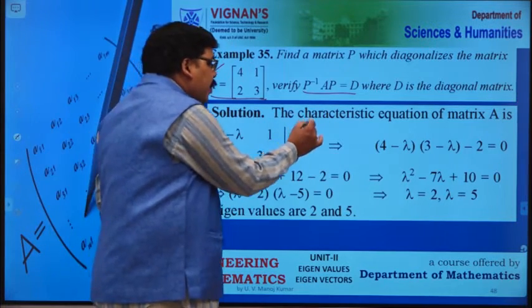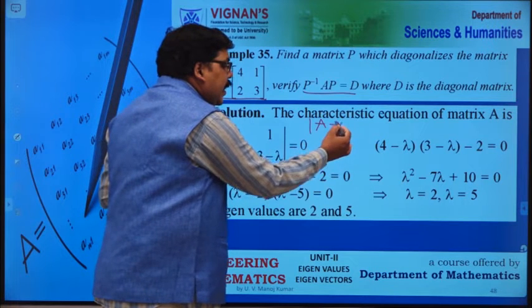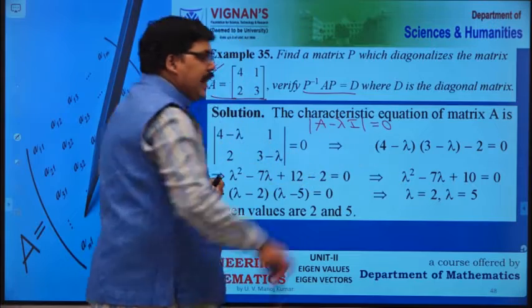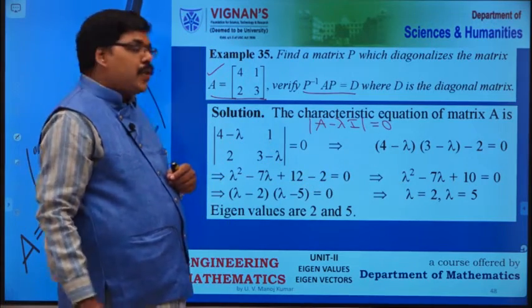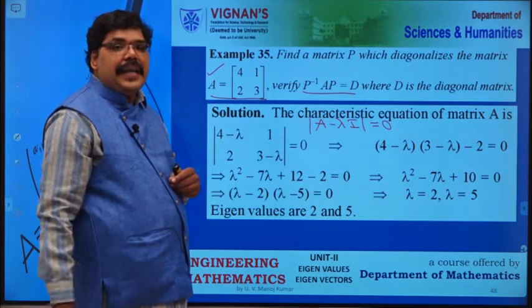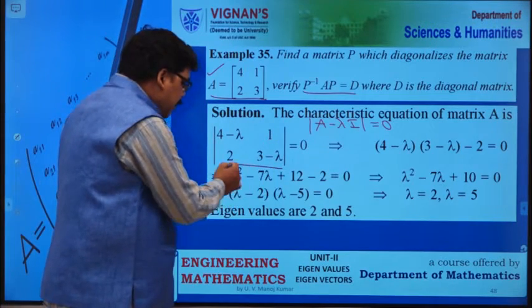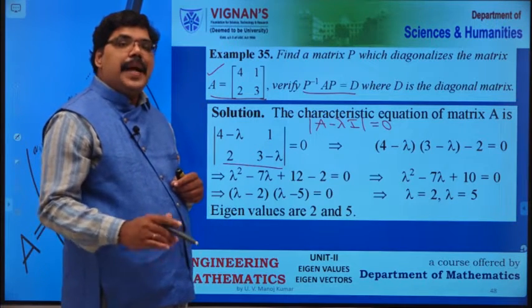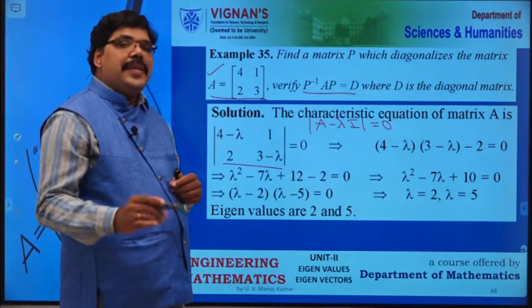What is the characteristic equation? Det(A minus lambda I) equals 0. So how to write A minus lambda I? A minus lambda I is this. How to write A minus lambda I? Subtract lambda from the diagonal elements of A.